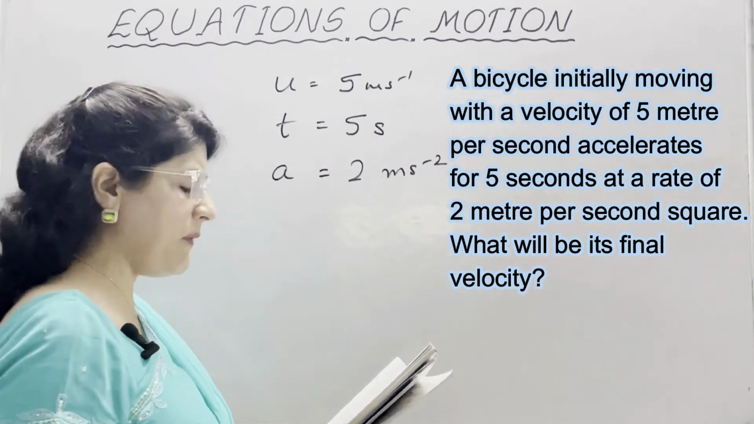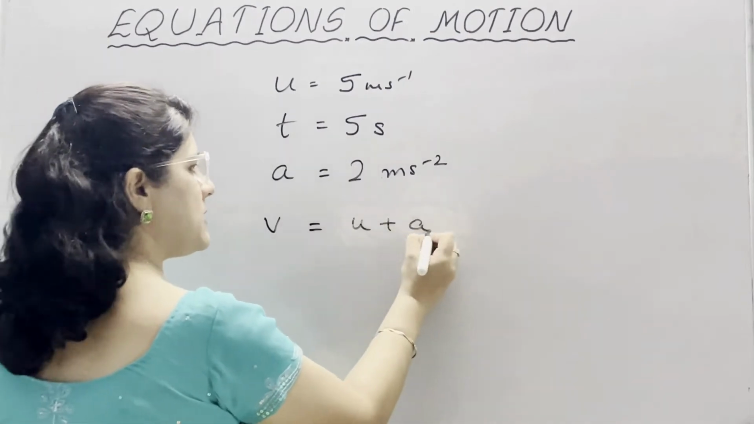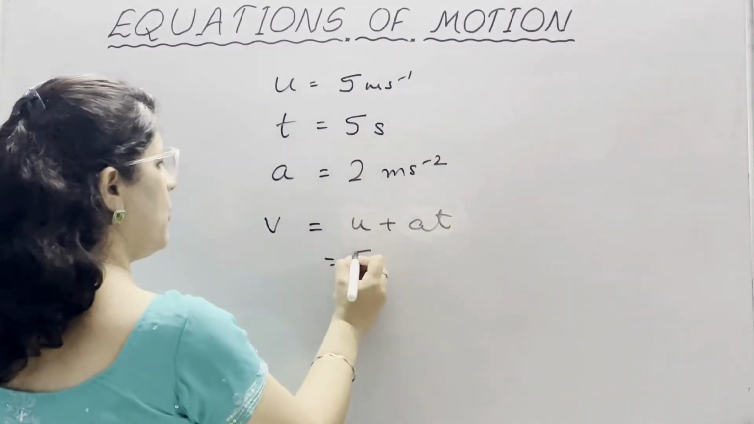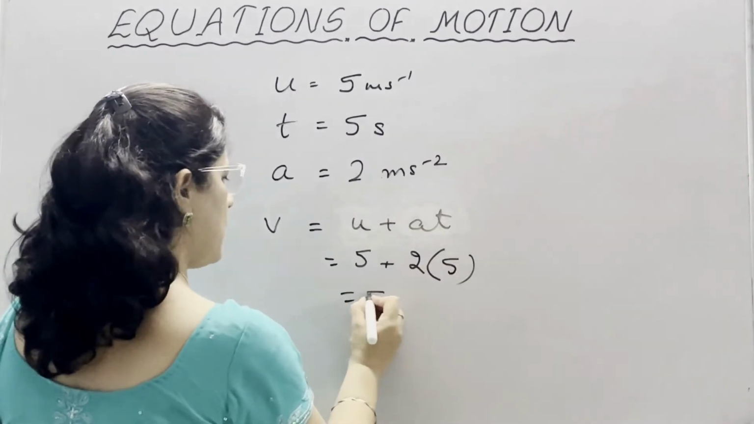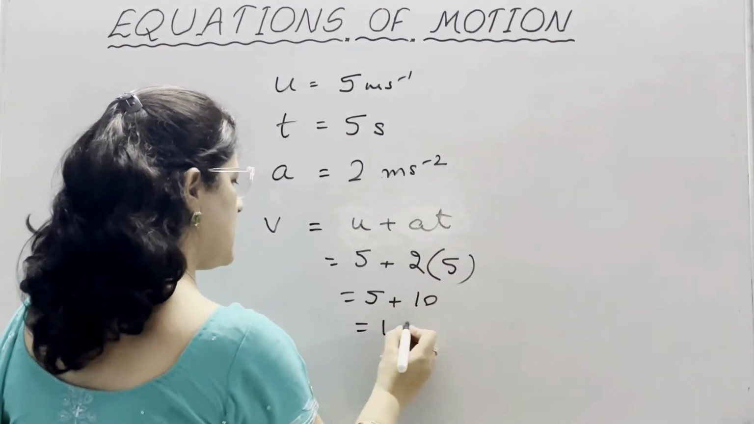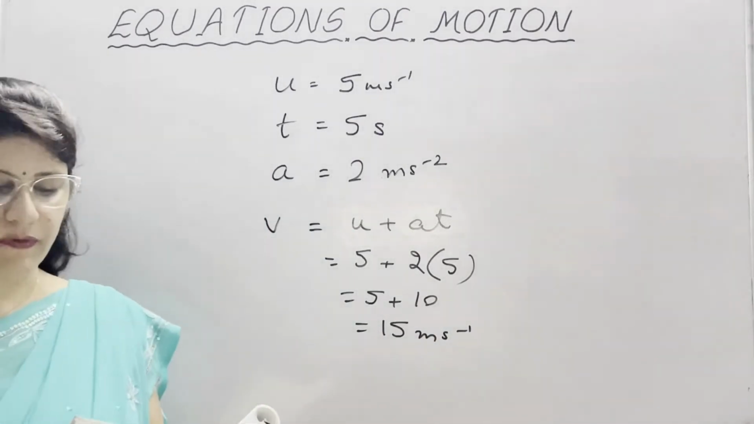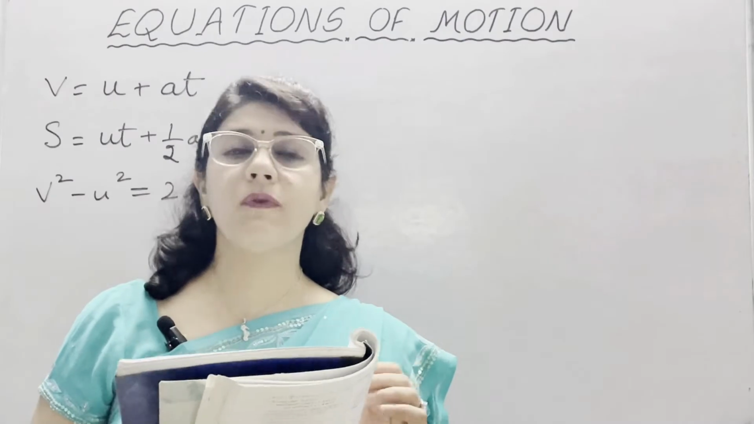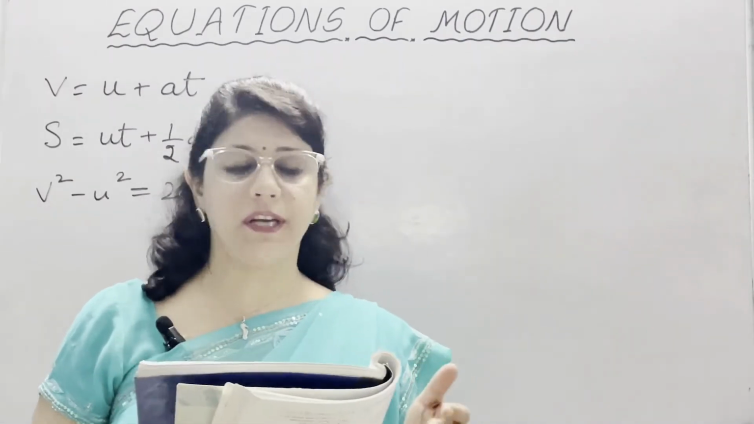And what will be the final velocity? Final velocity v is equal to u plus at. What is the value of u? It is 5. Acceleration is 2 and time is 5. So 5 plus 10, it is 15 meter per second, the final velocity of this bicycle. In the first two numericals, we have used the velocity time relation. Now we are going to use the position time relation.